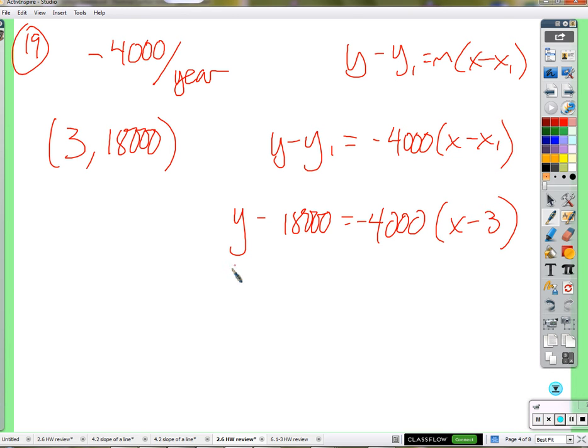Good. Distribute. Yes. Let's distribute. I love distributing. It's not that hard, but it gives you a sense of accomplishment.